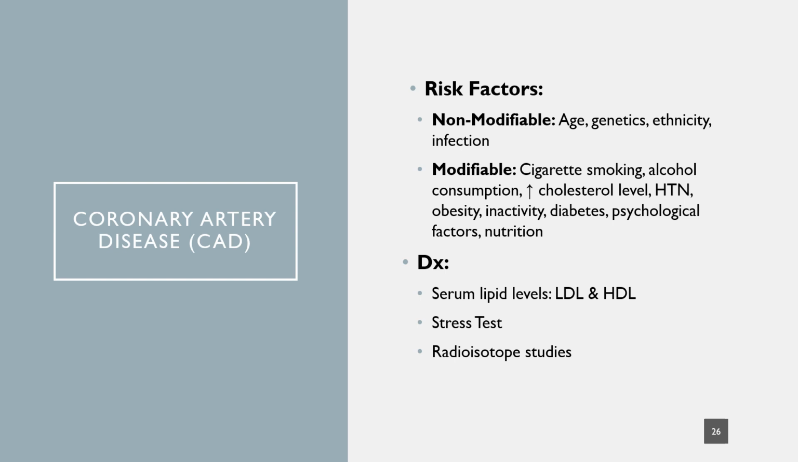A family history of coronary artery disease or premature heart disease increases the risk for developing coronary artery disease. Certain ethnicities, such as African American, Hispanic, and South Asian populations, have a higher prevalence. Bacterial or viral infections, especially chronic infections, may contribute to the development of coronary artery disease.